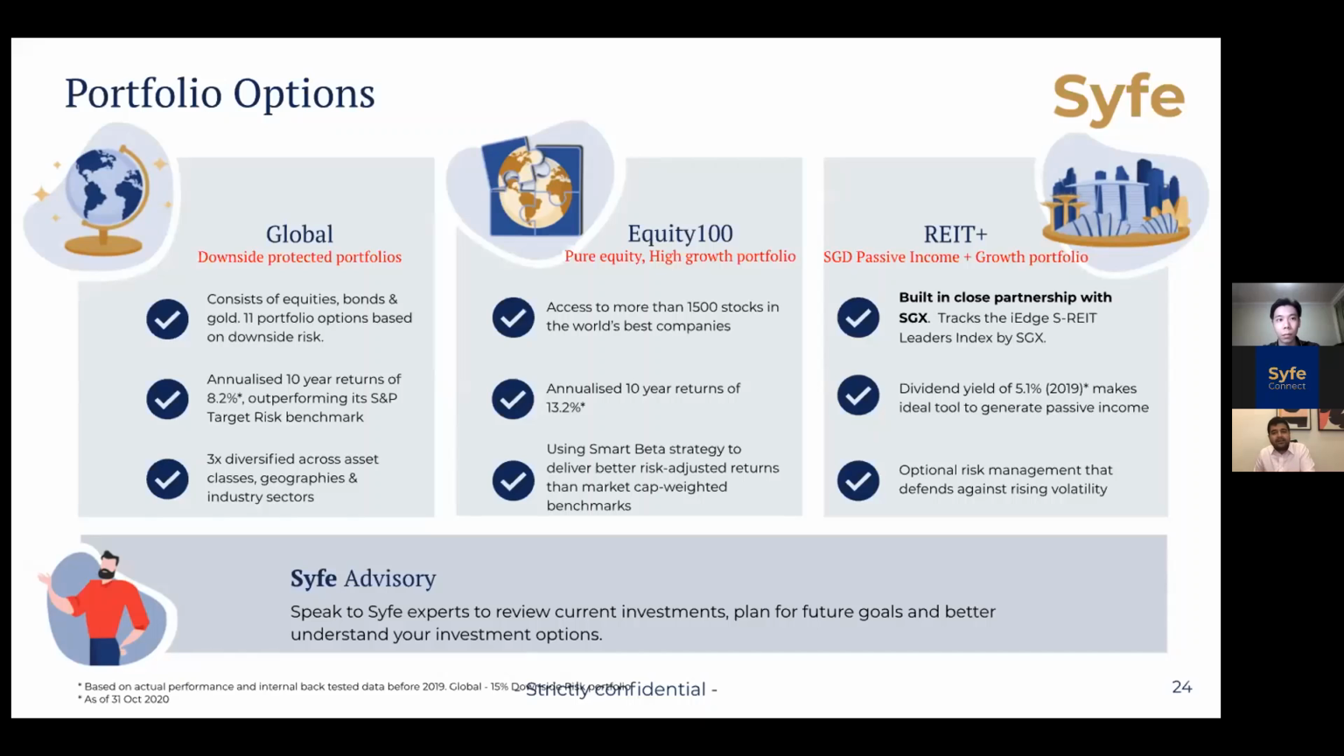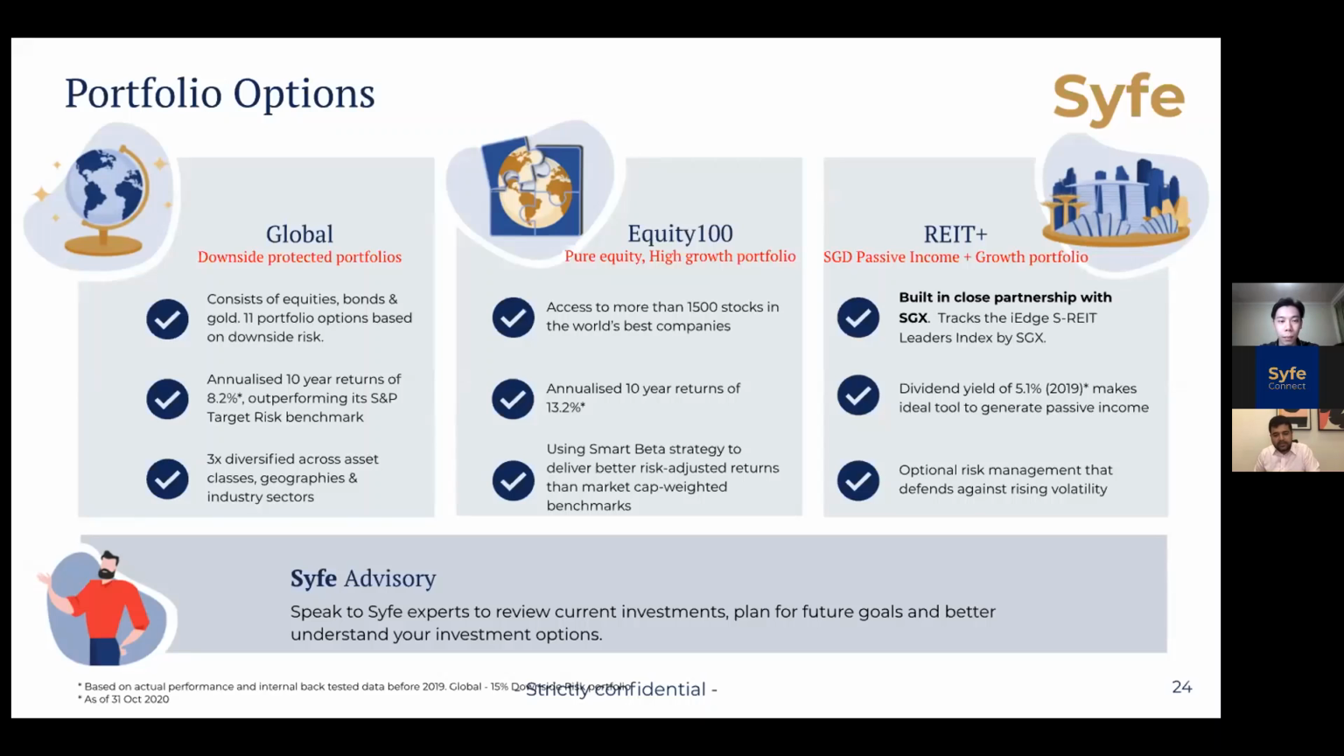And then in this REIT, you even have an option of adding risk management, where if you want us to manage the risk, how we do it for the global portfolio, we basically can sell some of the REITs and buy bonds to keep your portfolio risk managed in some ways.